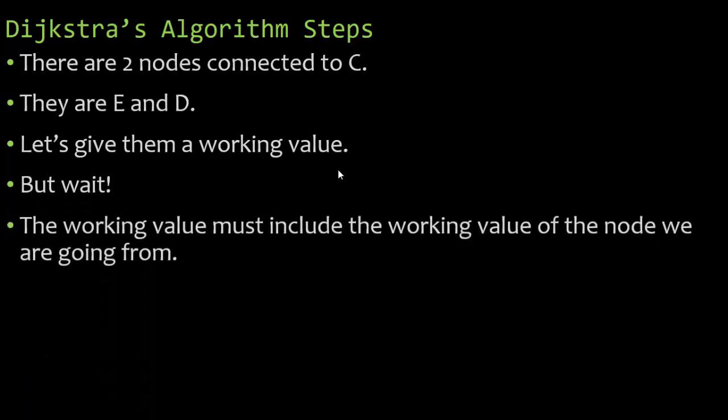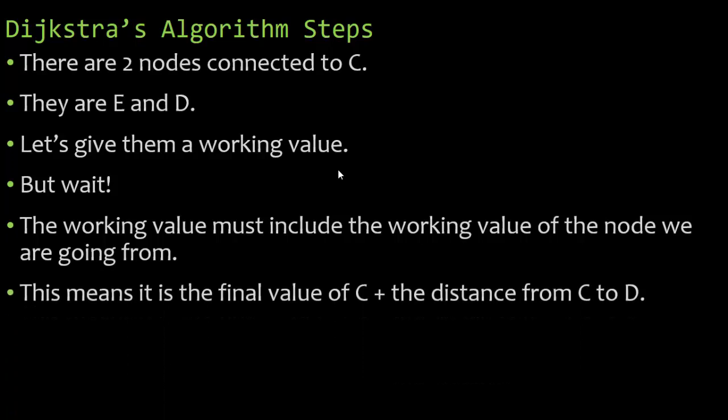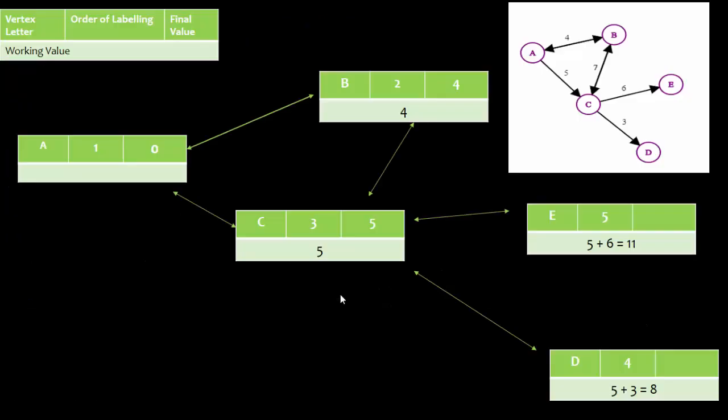But wait, the working value must include the working value of the node we are going from. We have to add that in because we're not just going from C to D or C to E. We're going from A to C to D, and from A, C to E. So we take the final value of C and add it to the distance, or edge, from C to D. Let's take a look at what this looks like.